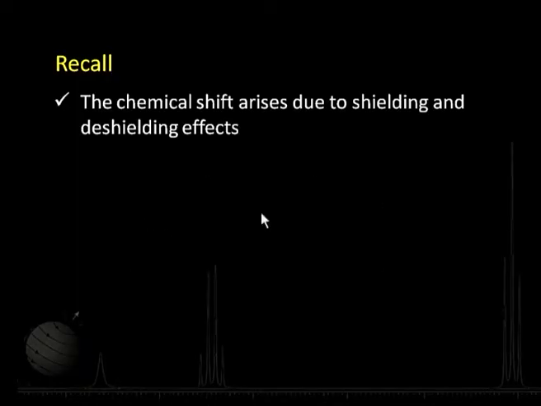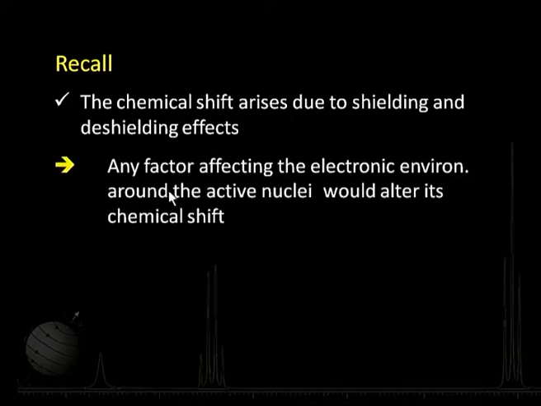Just one thing which we need to recall here is that chemical shifts arise because of shielding and deshielding effects of the electrons around the nucleus I am trying to look at. So, any factor which affects the electronic environment around the active nuclei would alter its chemical shift. That is the way we can try to rationalize the factors which are affecting the chemical shift there.